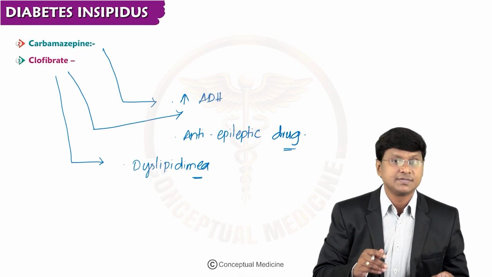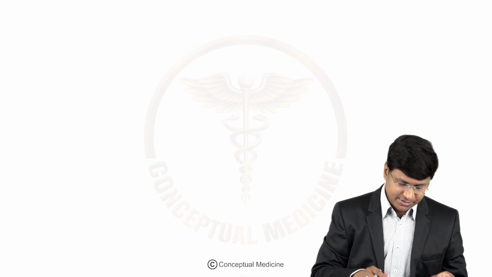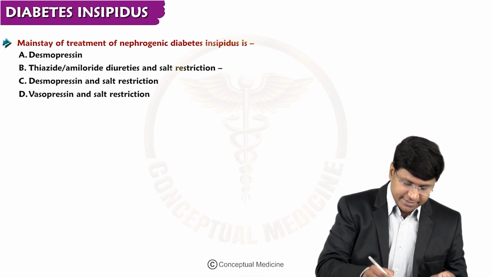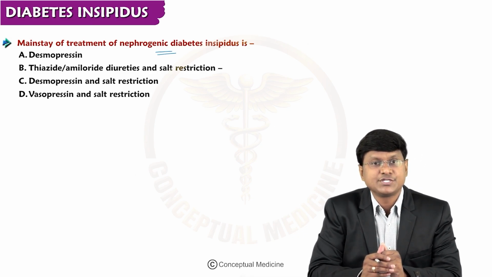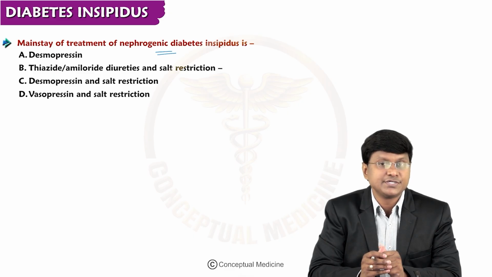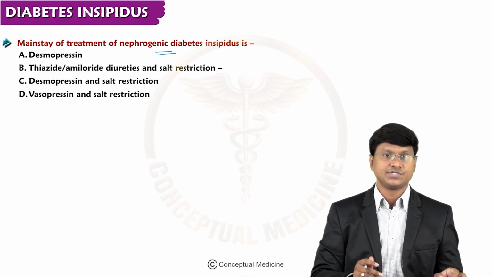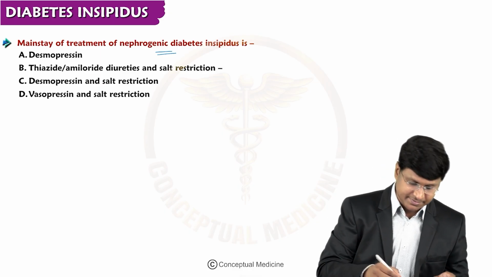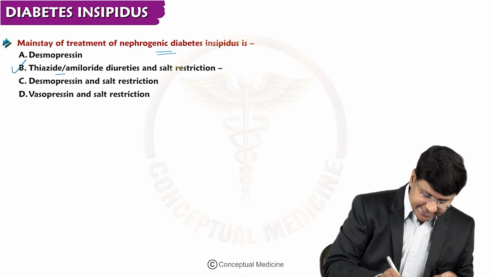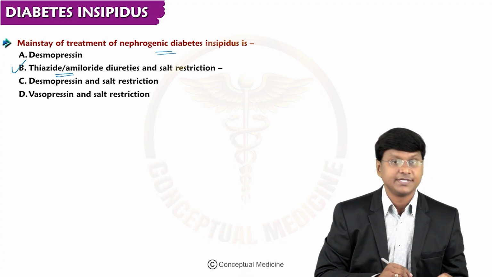Now after having discussed the treatment of central diabetes insipidus, let us see the treatment of nephrogenic diabetes insipidus. What is the mainstay of treatment of nephrogenic diabetes insipidus? Option one, desmopressin. Second option, thiazide or amiloride diuretics and salt restriction. Third option, desmopressin and salt restriction. Fourth option, vasopressin and salt restriction. Please remember, the mainstay of treatment of nephrogenic diabetes insipidus is the thiazide or amiloride group of diuretics.